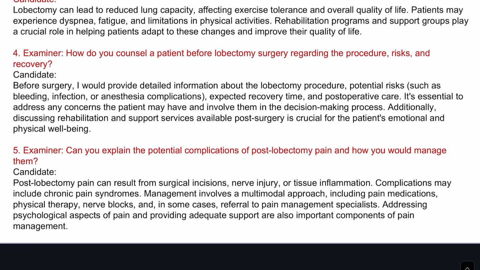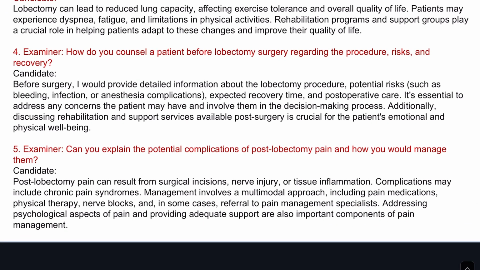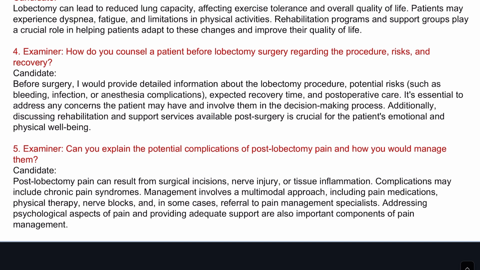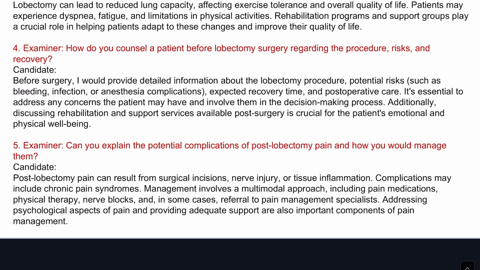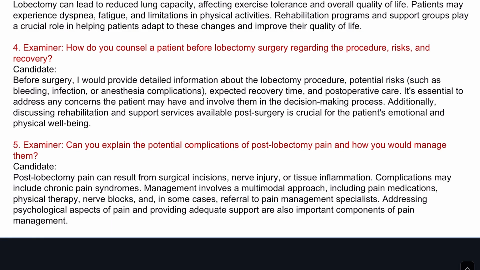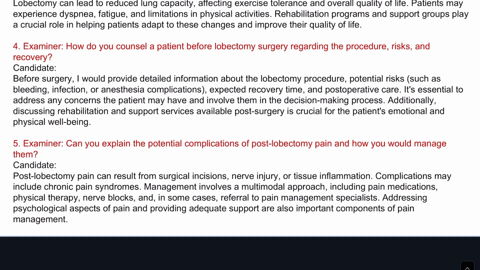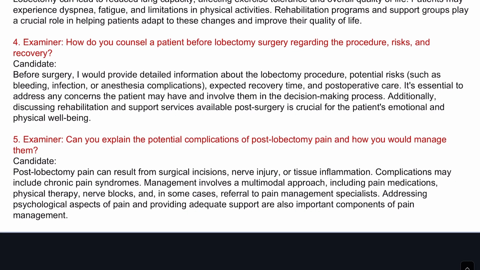And finally, the examiner may ask, can you explain the potential complications of post-lobectomy pain and how will you manage them? So post-lobectomy pain can result from surgical incisions. It can be because of nerve injury or tissue inflammation. Complications may include chronic pain syndromes. Management involves a multimodal approach, including pain medications, physical therapy, nerve blocks, and in some cases referral to pain management specialists. Addressing the psychological aspect of pain and providing adequate support are also important components of pain management.